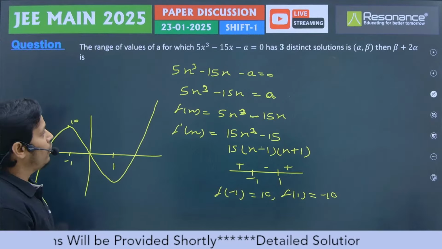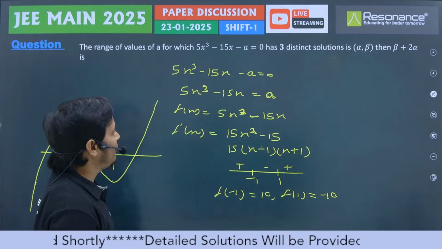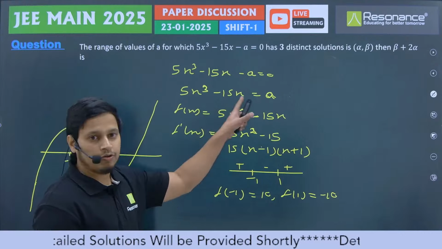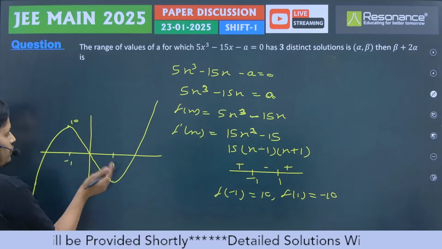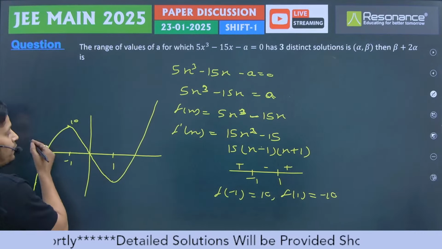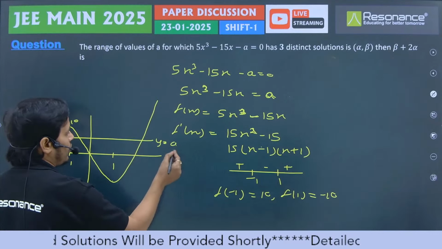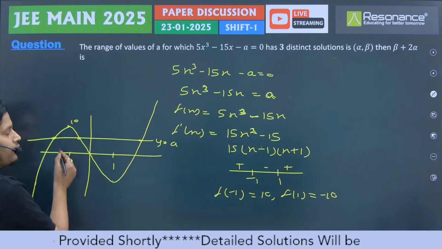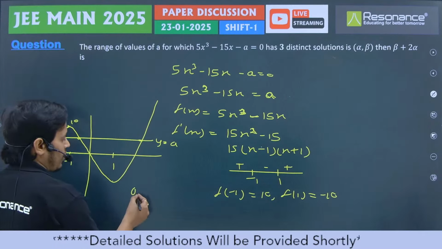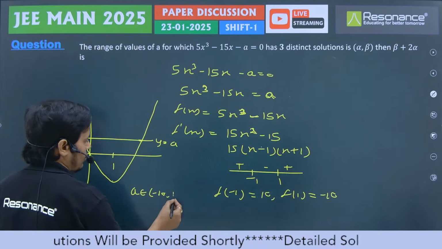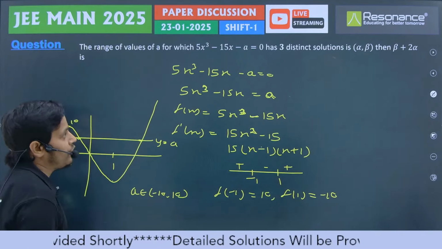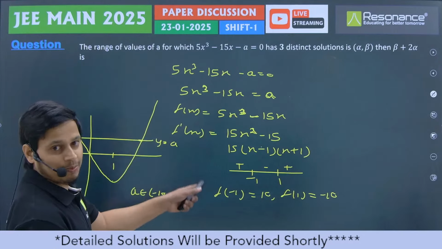Now y equal to a will be a line, so that we have 3 solutions. So the line should lie between minus 10 and plus 10. Y equal to a. Then only we are going to get 3 solutions. So a should belong to (minus 10, plus 10). So alpha comma beta we got.